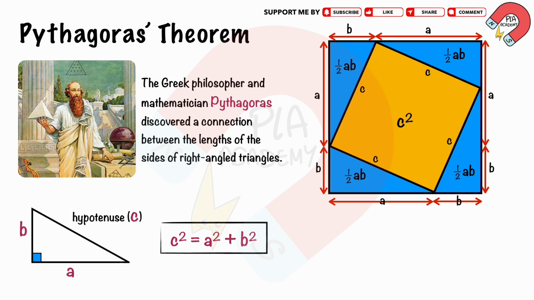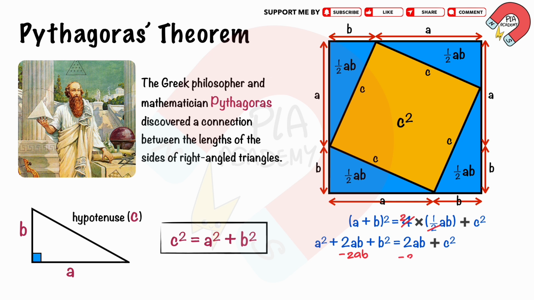Since the area of the large square is equal to the area of the four identical triangles plus the area of the small square, we can form the following equation. (A plus B) squared equals 4 times half of A times B plus C squared. By expanding the brackets on the left-hand side and simplifying the right-hand side, we get A squared plus 2AB plus B squared equals 2AB plus C squared. Subtracting 2AB from both sides simplifies the equation to C squared equals A squared plus B squared.